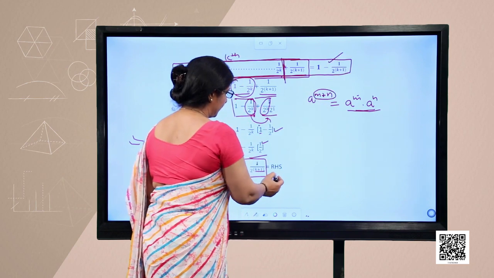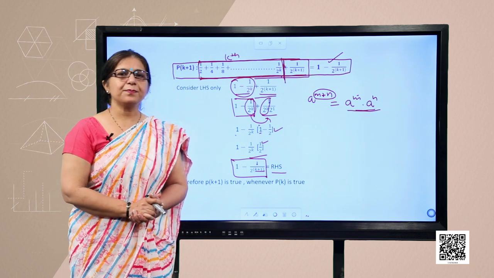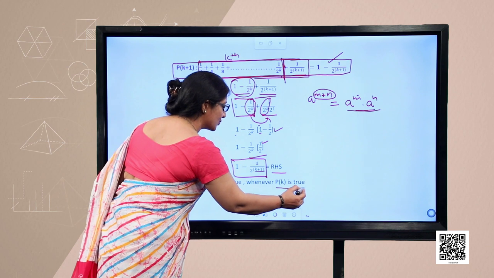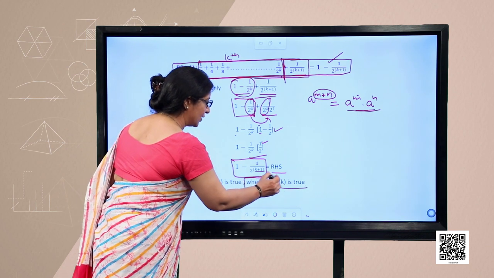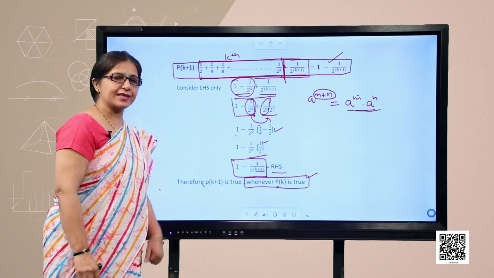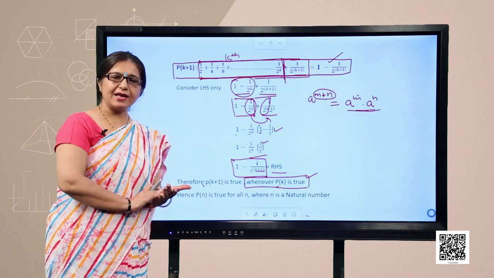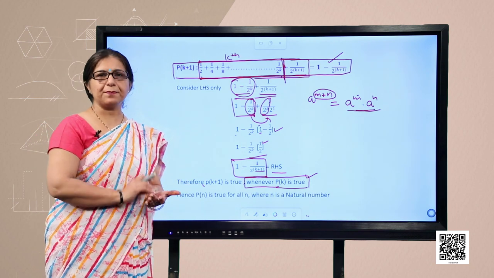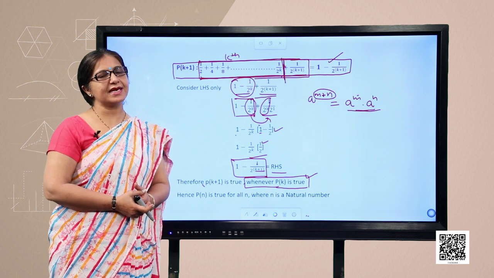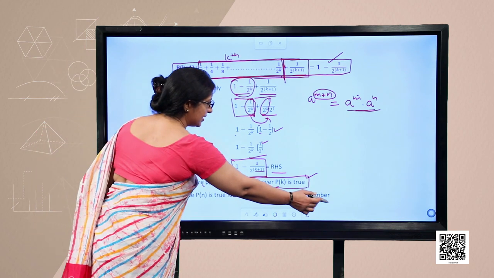Therefore, this is equal to right hand side, and we can say that PK plus 1 is true. Whenever PK is true, you need to write this statement. And further we can say P1 is true, Pk is true, Pk plus 1 is true, we can conclude that the mathematical statement Pn is true for all n belonging to natural numbers.